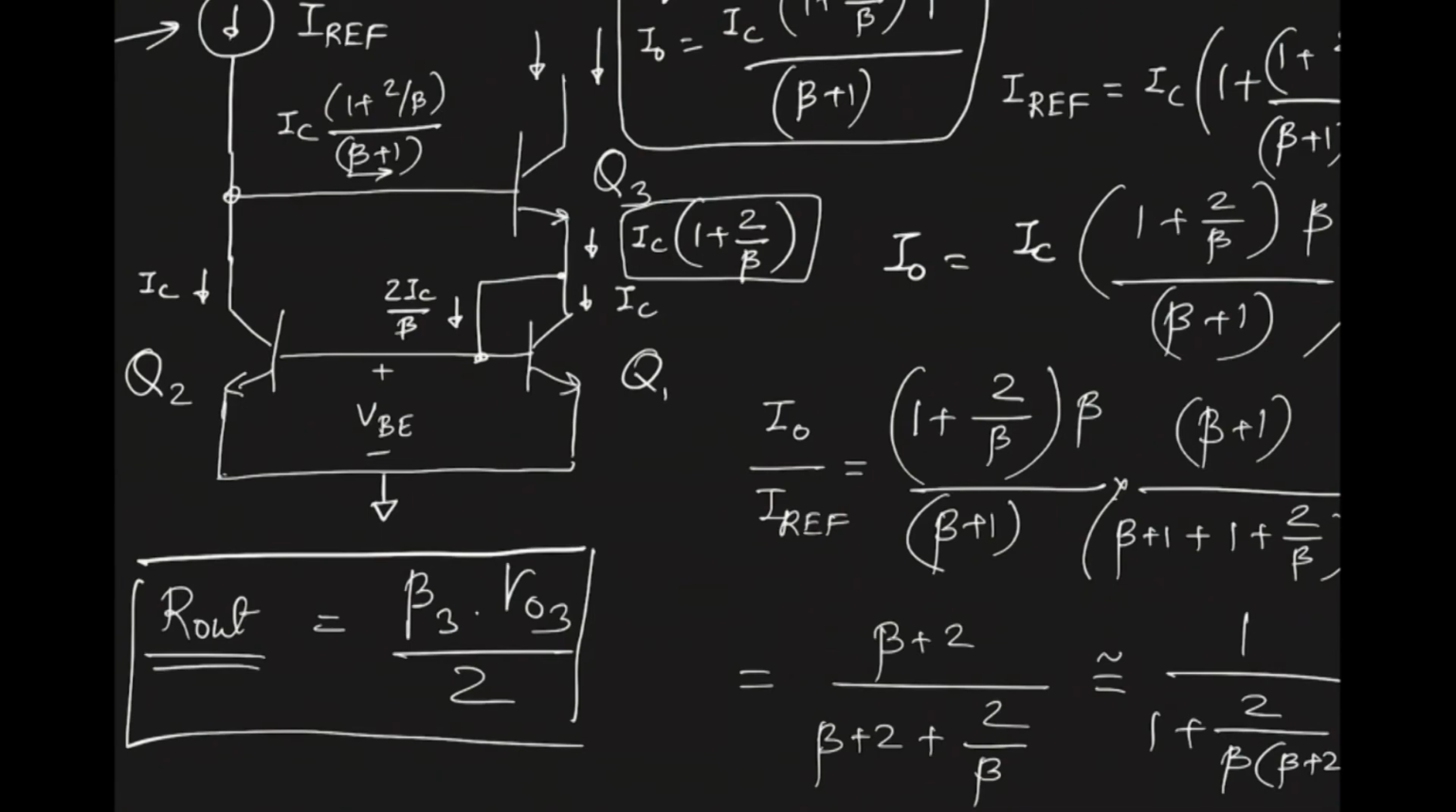Okay, and for this particular analysis I would like you to refer to Sedra and Smith, page 505. It's a really quick analysis that you can go through and convince yourself that this is what happens. You have to go through a little bit of algebra and convince yourself. But the key point to remember is the beta of Q3 helps you, kind of multiplies the R out. Okay, so you have a beta multiplier to your R out. So that's about the Wilson current mirror.